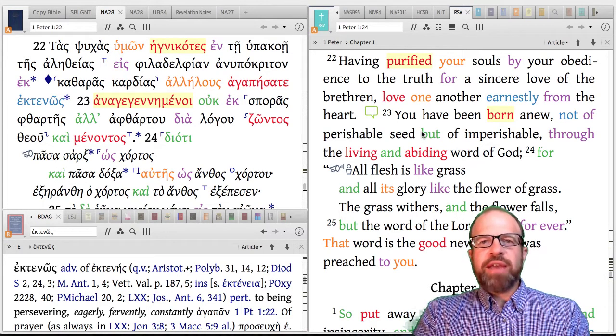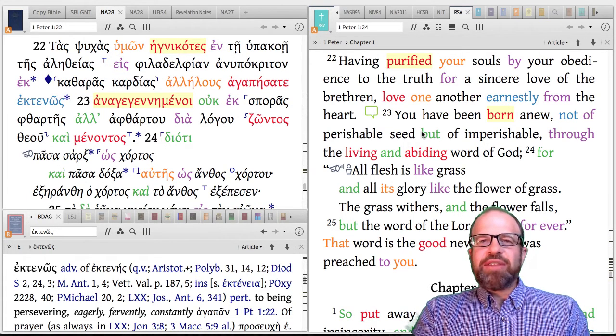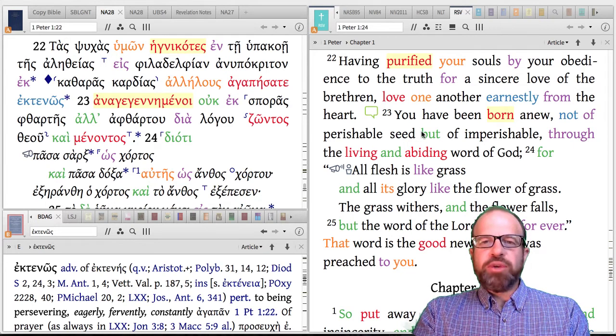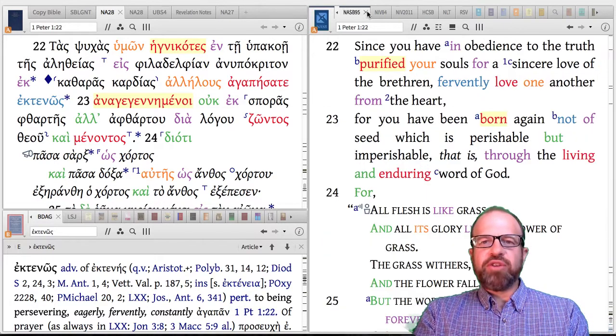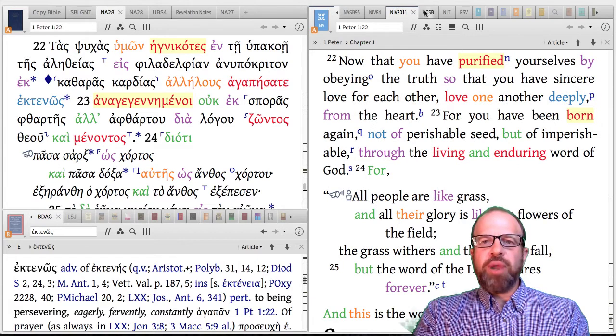Today I'd like to look at a verse that I've grown to really appreciate. It's 1 Peter 1:22. Now here I'm opening up to my Logos Bible software, and I have the Greek on the left side and English versions on the right.